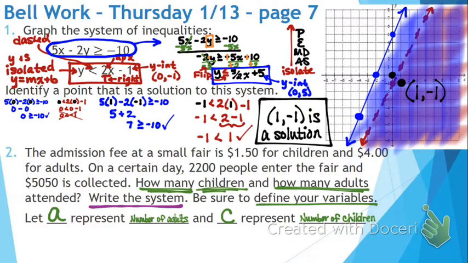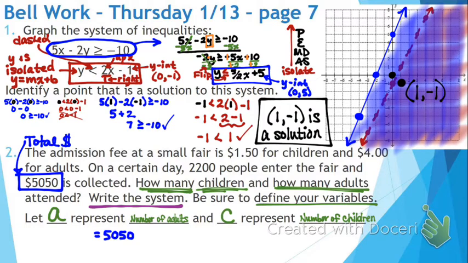Do you see any total amounts here? Yes, sir. 5,050. Yes, that is a total. It's total what? Total collected. And they're collecting what? Money. Total money here. That is going to go at the end of one of my equations. It is the total, and so it's going to be equal to that.